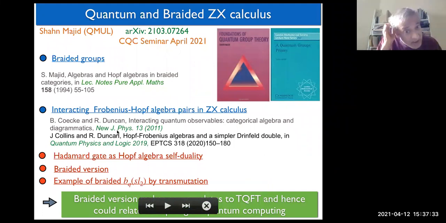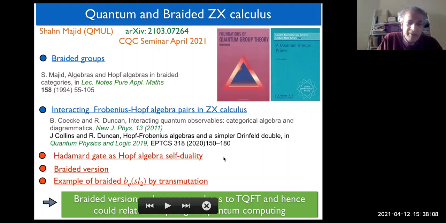So the new results are, firstly, I'm going to review this in a more streamlined way that works better in the braided case. The other new ingredient is a new take, I think, on the Hadamard gate as a kind of Hopf algebra self-duality. Then I'll describe the braided version, which means doing everything in a braided category. And then most of the work in truth in the paper is the construction of examples, and I'm going to do that by a process called transmutation.